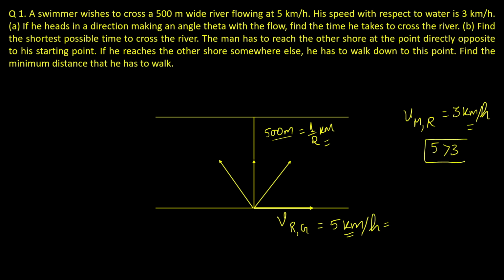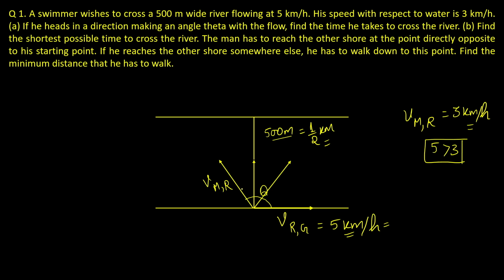So what kind of situation is this? When the swimmer will be unable to take the shortest distance, or I can say when the swimmer will be unable to travel at an angle of 90 degrees with respect to the current when an observer from the ground is observing. So this is very clear, I have already discussed. Now let me read ahead. If he heads in a direction making an angle theta with the flow, like suppose here this is velocity of man with respect to river, and he is heading at an angle theta with the flow, find the time he takes to cross the river.